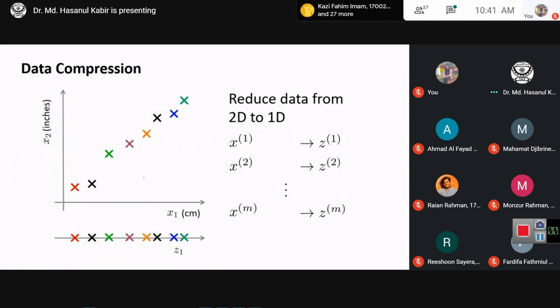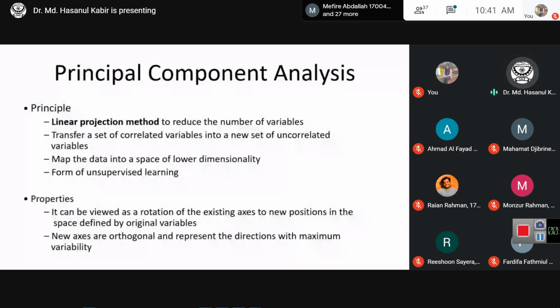Okay, so we'll see how PCA will do the rotation of the axes to generate the new data. The new axes will be orthogonal, as we have said that we are looking for the principal components, and they will represent the direction of maximum variability.